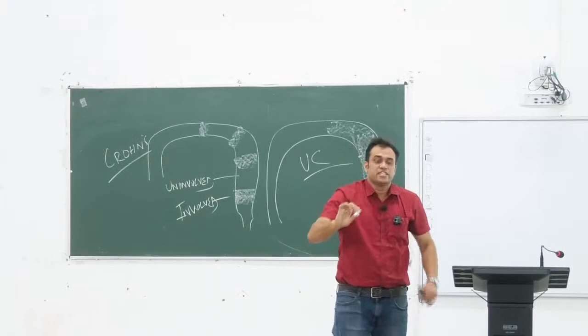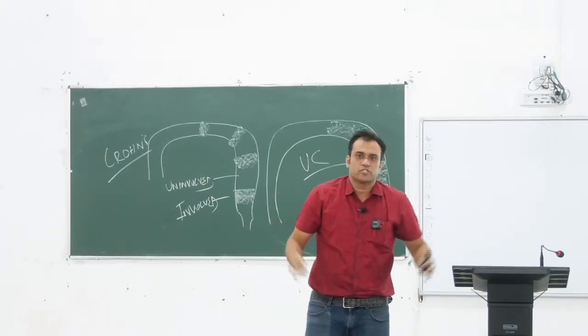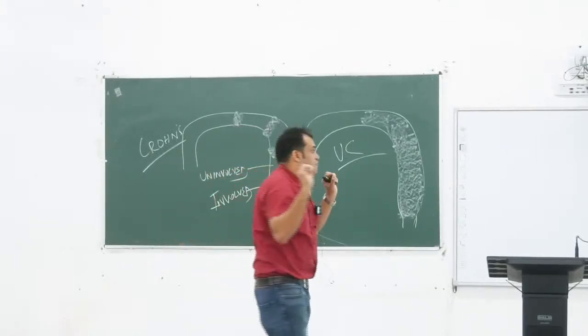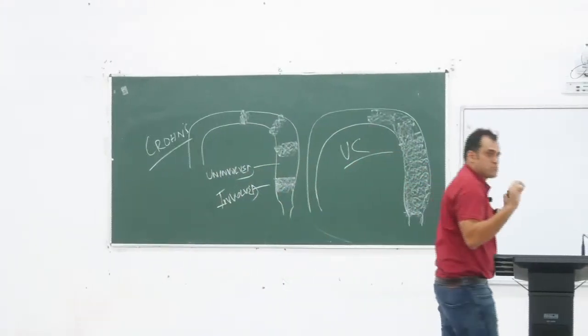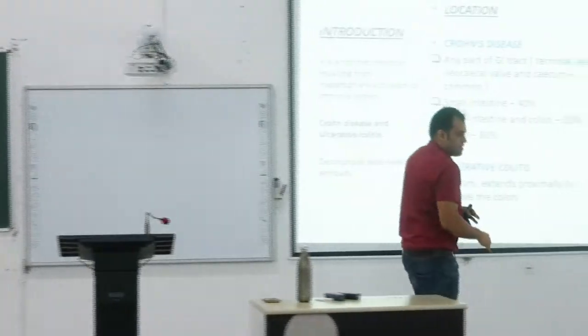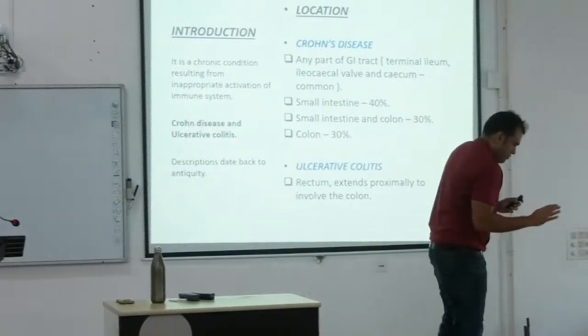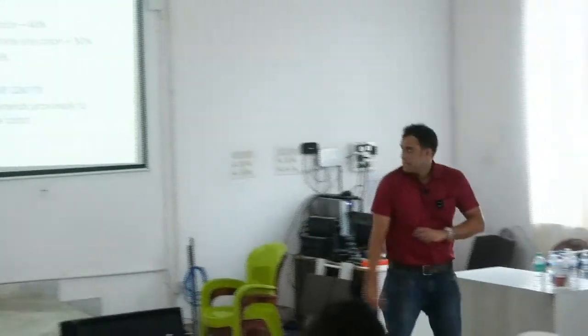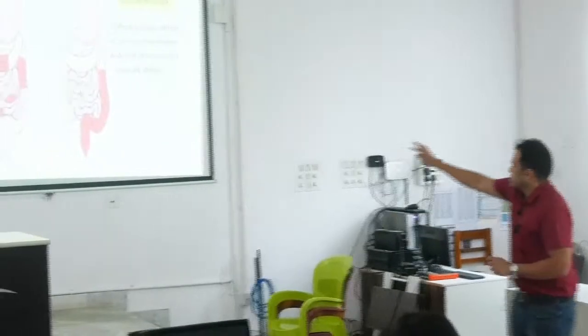So no skip lesion. It's a continuous involvement in ulcerative colitis, whereas in Crohn's disease, it's skip lesions. Remember these points. Very important. Exceptions are there, but I'm not going to go into exceptions. From your exam point of view, remember the location. Location is very important. Next comes, so this is the location basically.